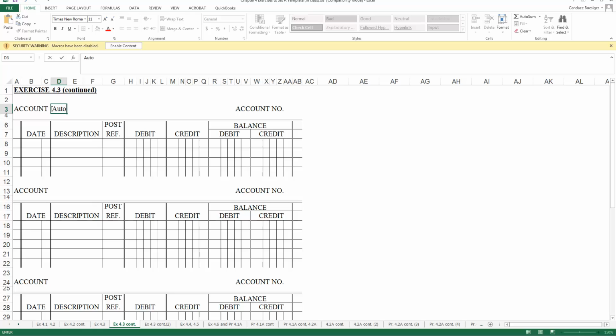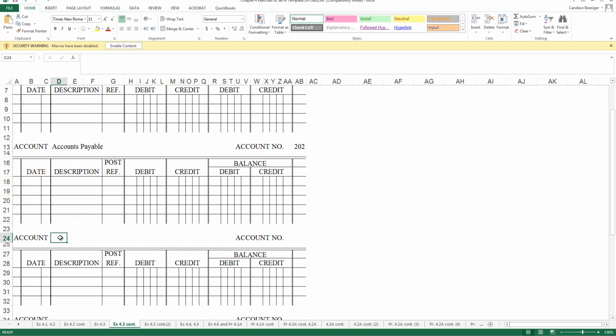And this process that we're going through is called opening the ledgers, and you will see that throughout the textbook where it mentions go and open the ledgers. Automobile, now accounts payable, and just keep going down. I'm going to pause the video and finish out, and I would like you to go ahead and finish out also. Just keep listing out the accounts and the account numbers.